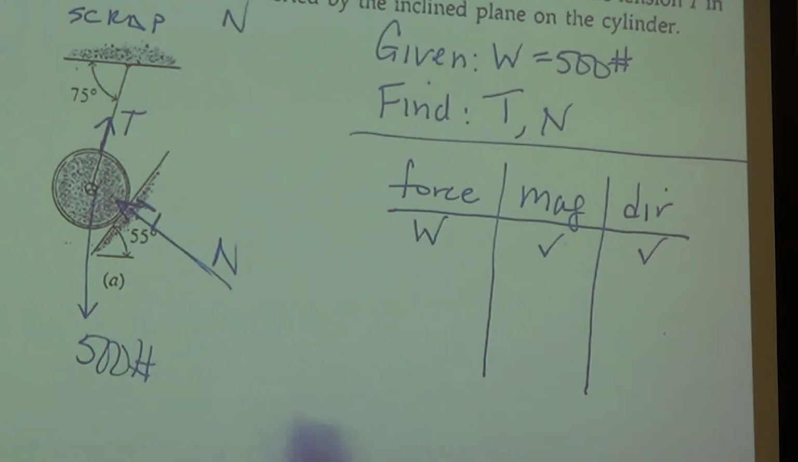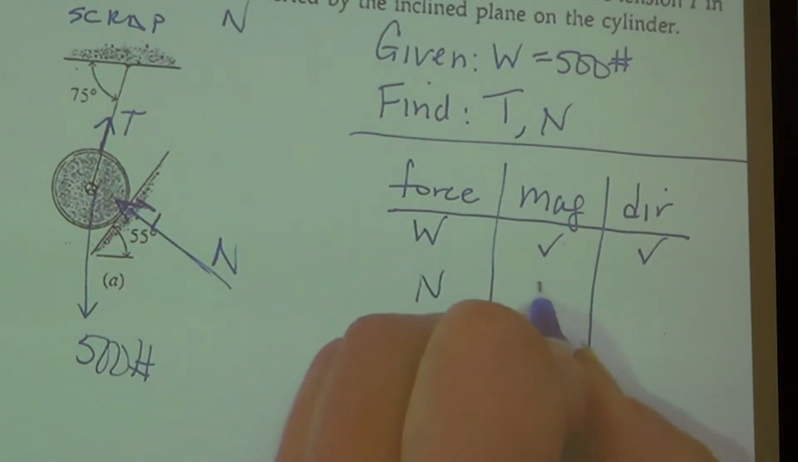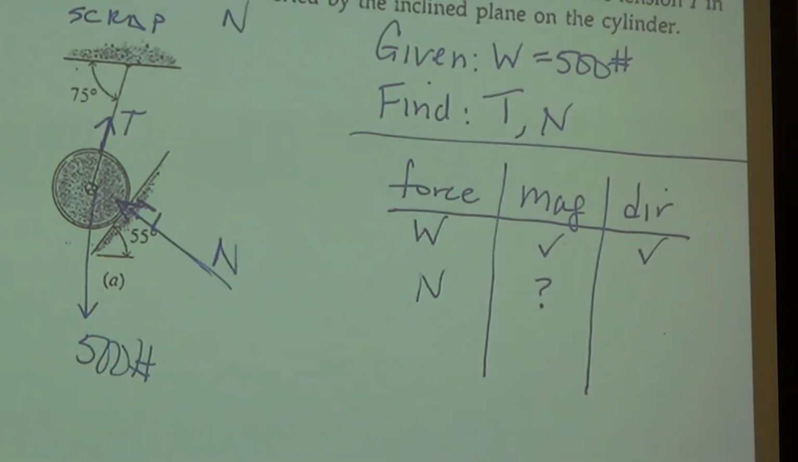Chris, how about give me another force that's in the system? The normal. Do we know the magnitude of the normal? No. Question mark. Do we know the direction of the normal? Yes. So the normal is giving us one unknown so far, right? We know the direction of it, but we don't know the magnitude of it. Sarah? Tension. Do we know the magnitude? No. Do we know the direction? Yes.